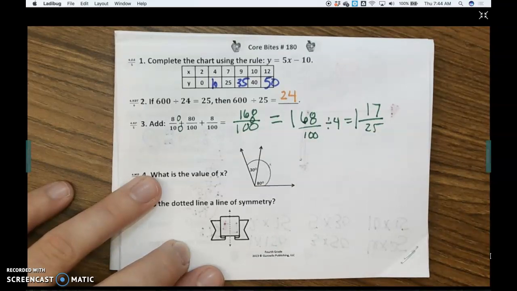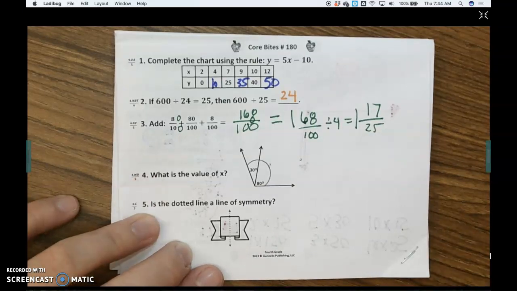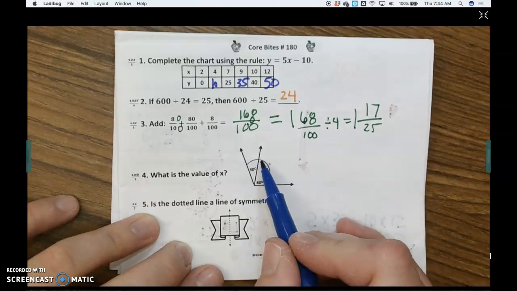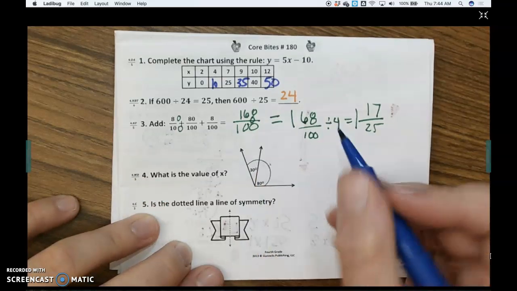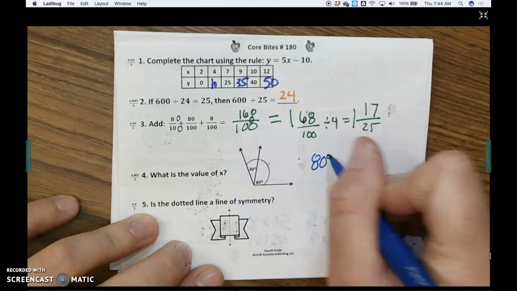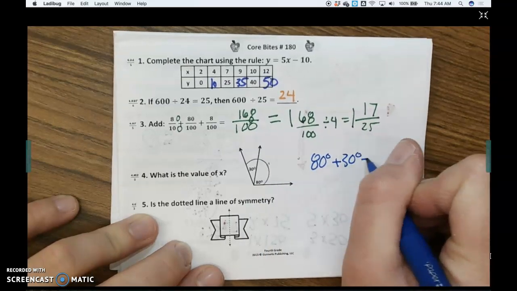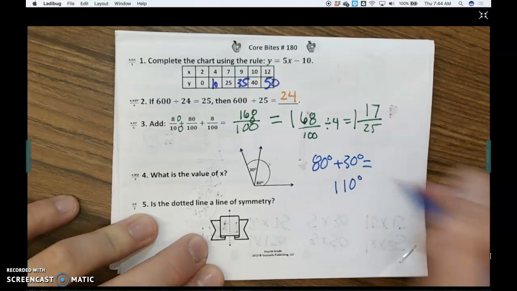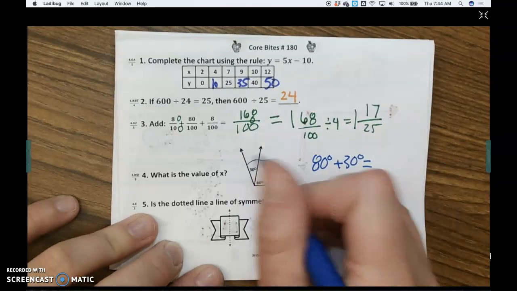For the next one, what is the value of x if you know that this angle is 30 degrees, this angle is 80 degrees? So what you do, you add 80 degrees plus 30 degrees, and it gives you 110 degrees for your whole angle.